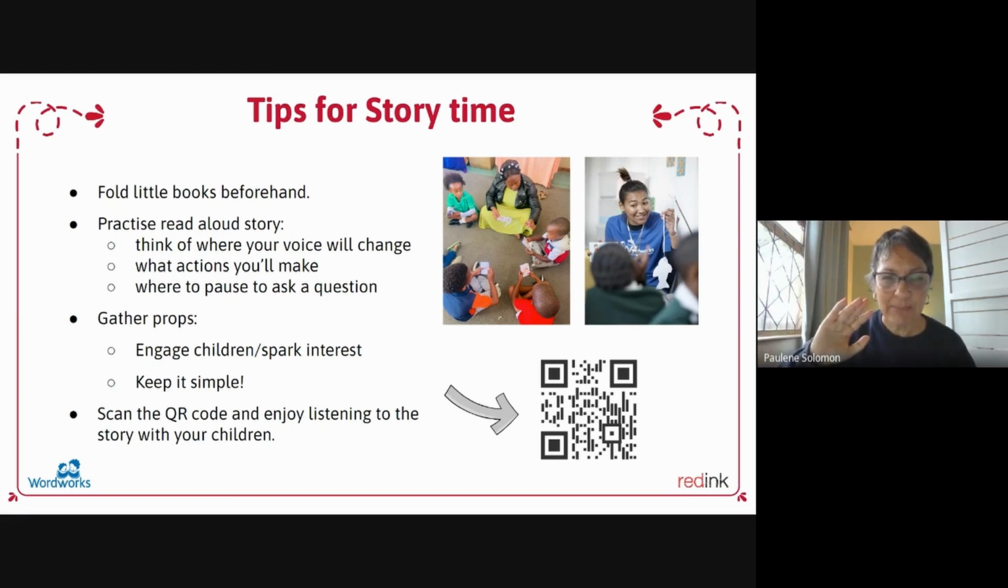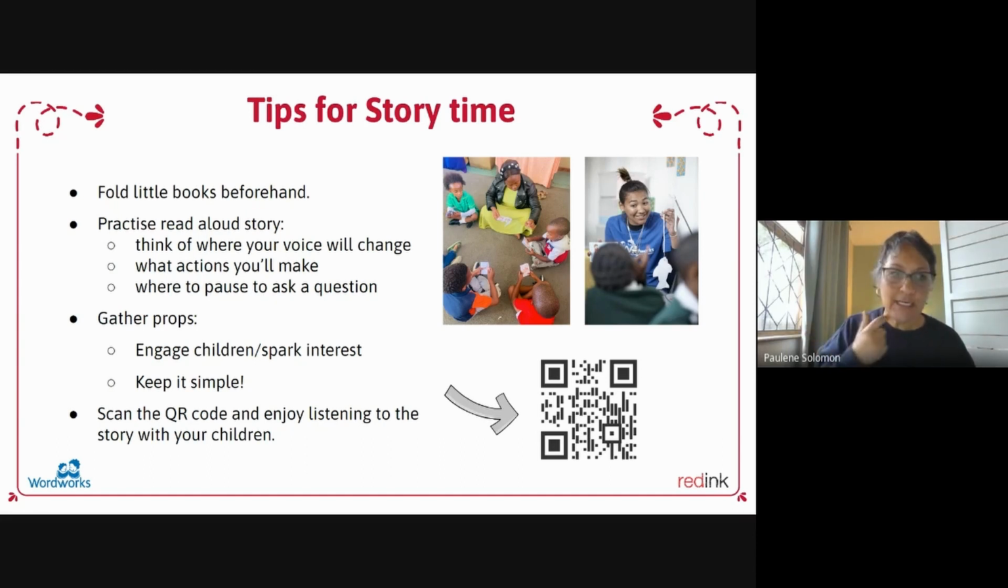And just a little tip about questions and read aloud stories. We don't want the flow of the story to be altered too much, but it is good to stop and ask now and again, what do you think is going to happen next? Why do you think that happened? So just find a few places where you can pause to ask a quick question. So that's to always practice reading your story aloud to yourself.